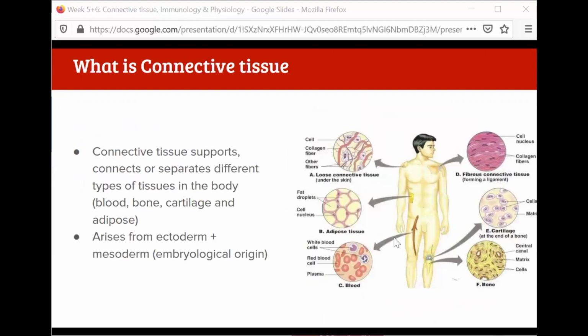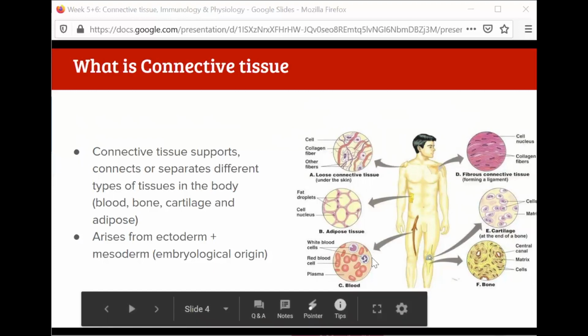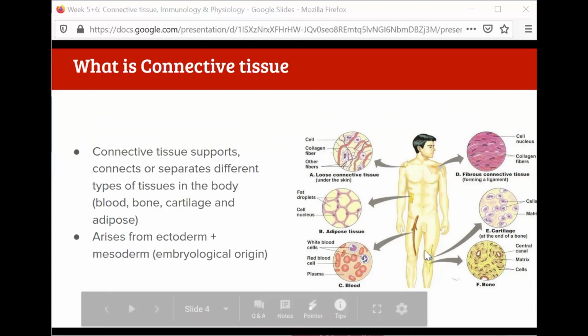So what is connective tissue? Connective tissue supports, connects, and separates different types of tissues in the body. So you've got a couple of examples. We've got blood, which we can consider as a loose connective tissue. We've got bone, cartilage, adipose, a bunch of different types. You can see them on the right-hand side here, what they look like. And embryologically, connective tissue arises from ectoderm and mesoderm.